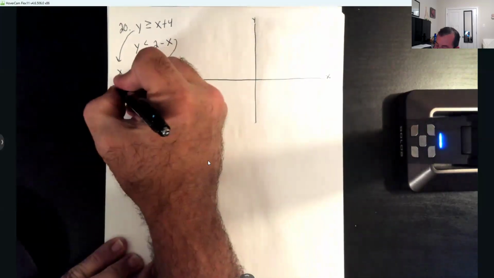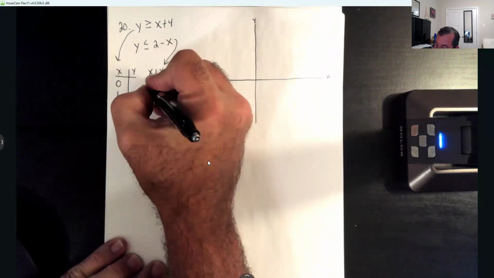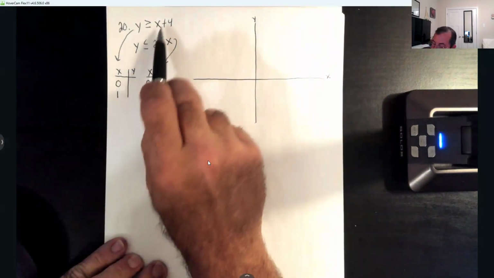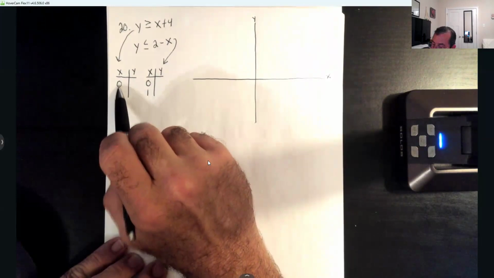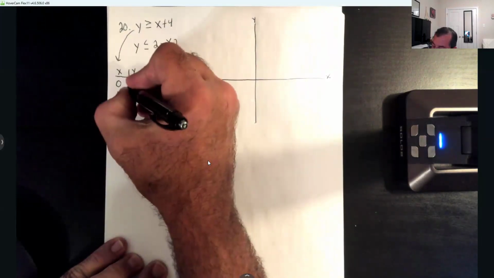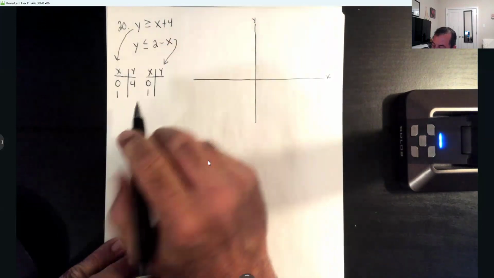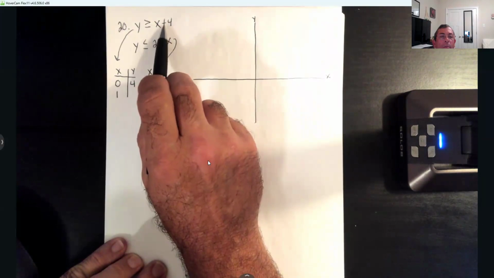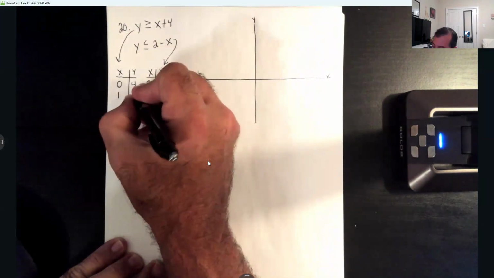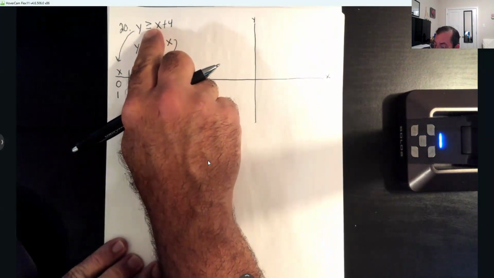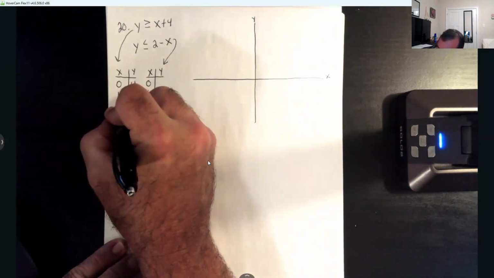So there's no fractions. So all my X's I'm going to pick are 0s and 1s. All right, so let me do the top one first. So I'm going to put a 0 in for X. 0 plus 4 makes me a 4. And then I'm going to put a 1 in for the X. And then I get 1 plus 4, which is 5. So there's equals under this. So this one will be a solid line.